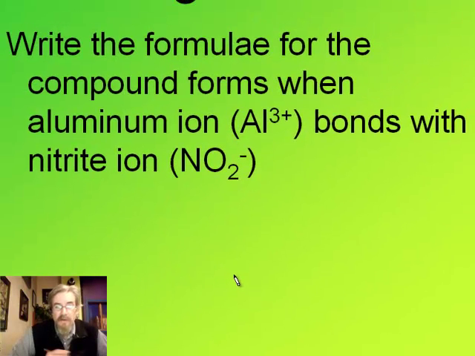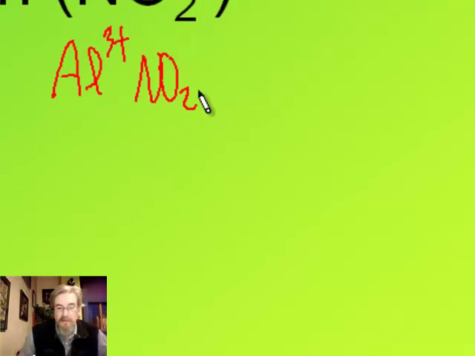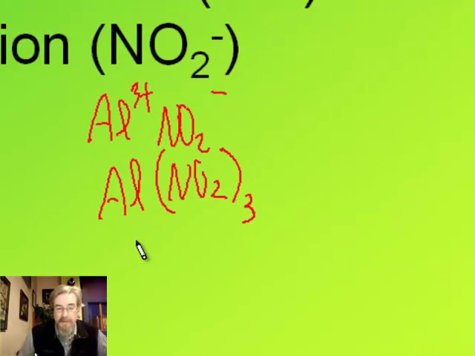Try this one. Write the formula for a compound that forms when aluminum, which is 3+, bonds with nitrite, NO2 1-. Here's your answer. Aluminum is a cation, 3+, nitrite, NO2 1- is the anion. After charge swapping, we see aluminum has no subscript, the implied 1, and nitrite, NO2, is going to have a subscript 3. So I enclose it in parentheses, then I put the 3.